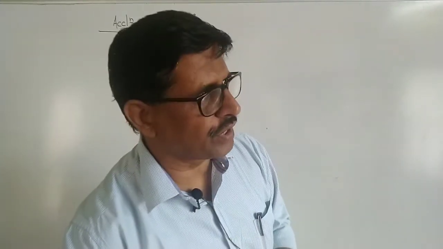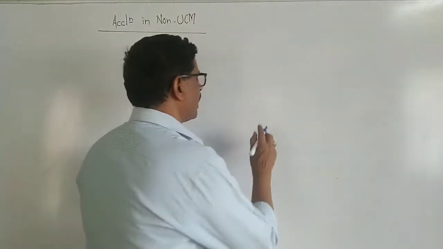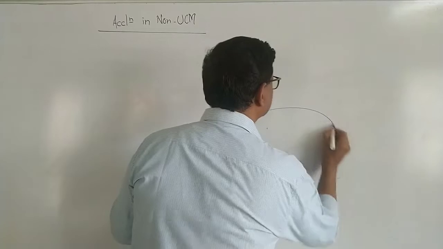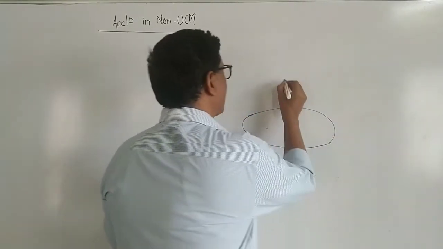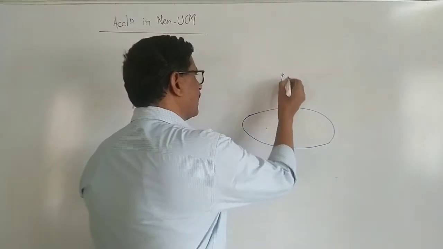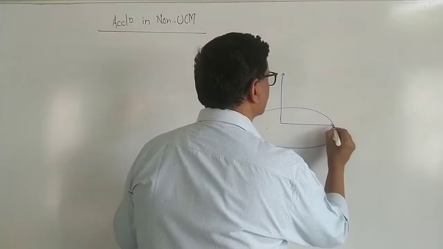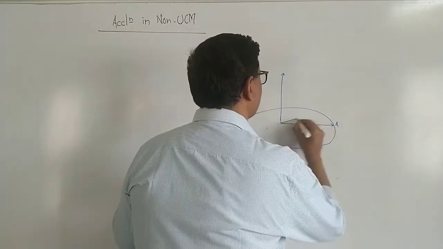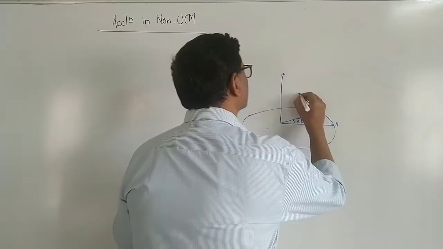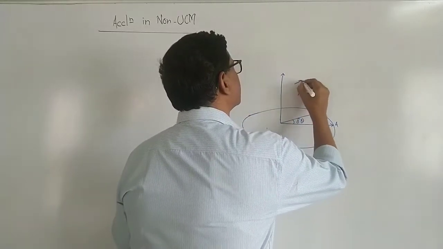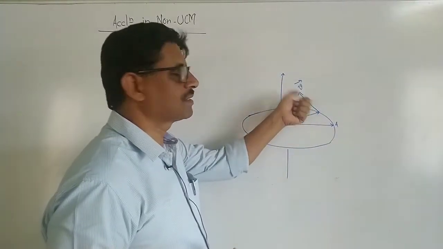In circular motion, we know that the linear velocity of a particle in circular motion, let it move from A to B through a small angle delta theta. The linear motion is along the tangent. It is represented by vector V. This is the angular displacement. This is the linear velocity.